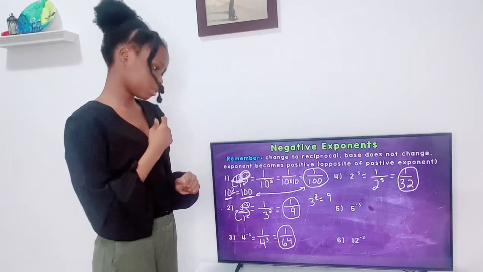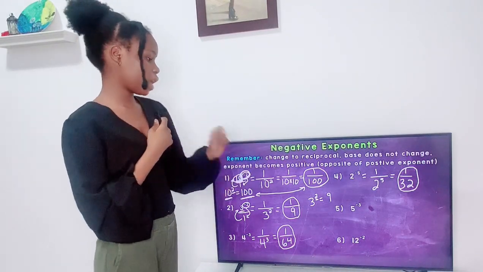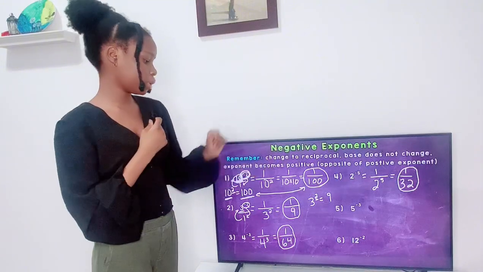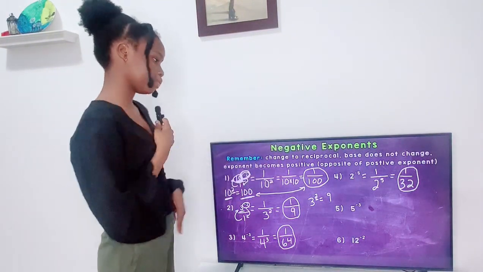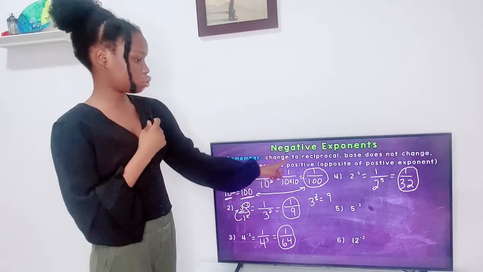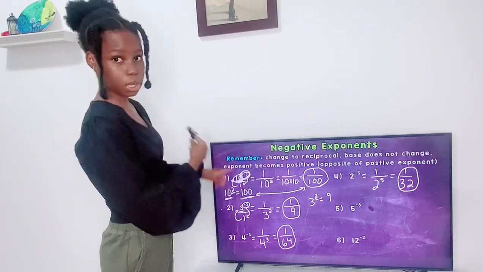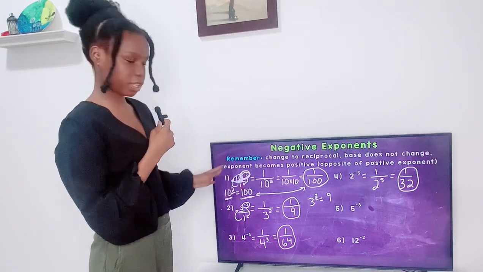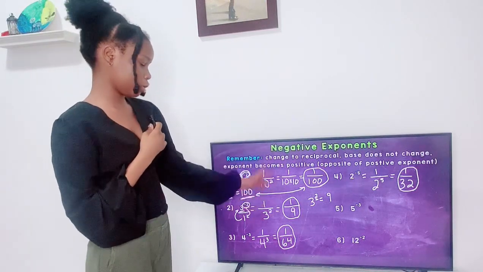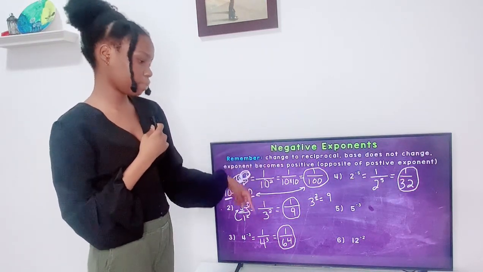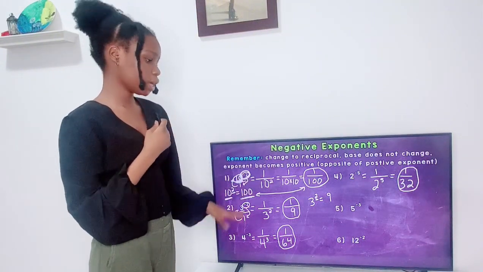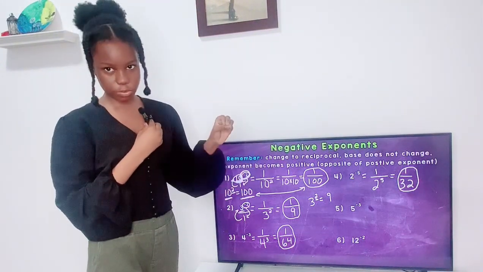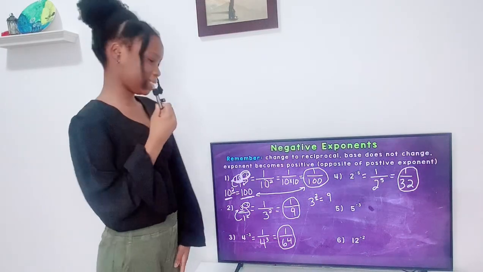Now you have your classwork, which number 5 says 5 raised to the power of negative 3. And 6 says 12 raised to the power of negative 2. Now remember, change to the reciprocal, we switch or flip. Okay, so the numerator is going to be the denominator. The denominator is going to be the numerator. Okay, so 1 is going to be your numerator. Just giving you a little bit of heads up.